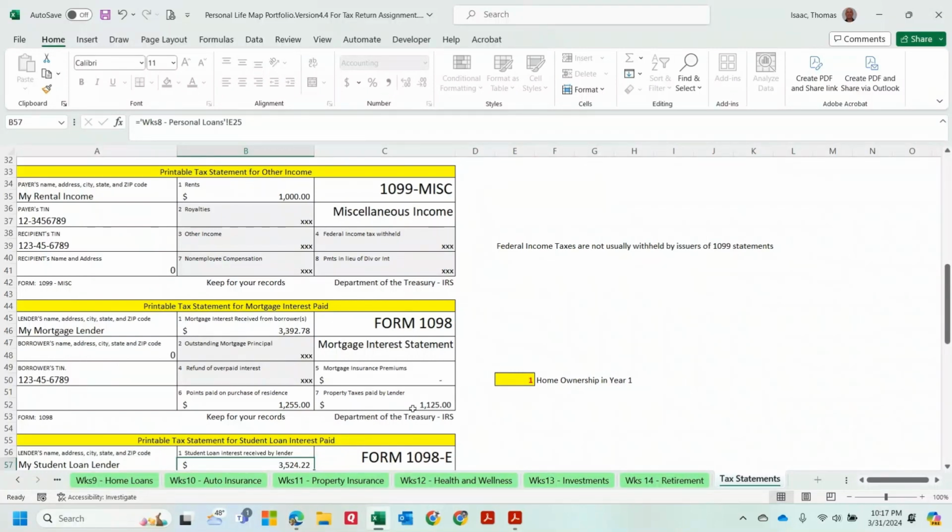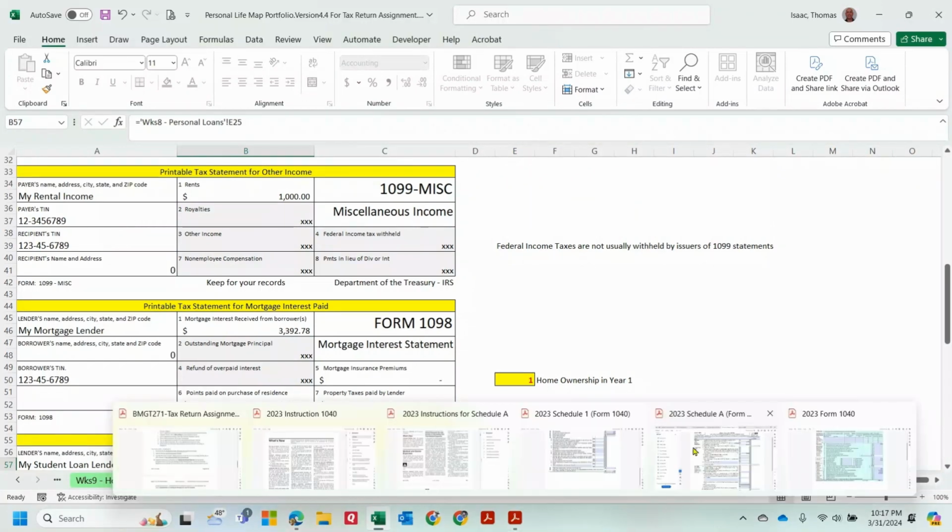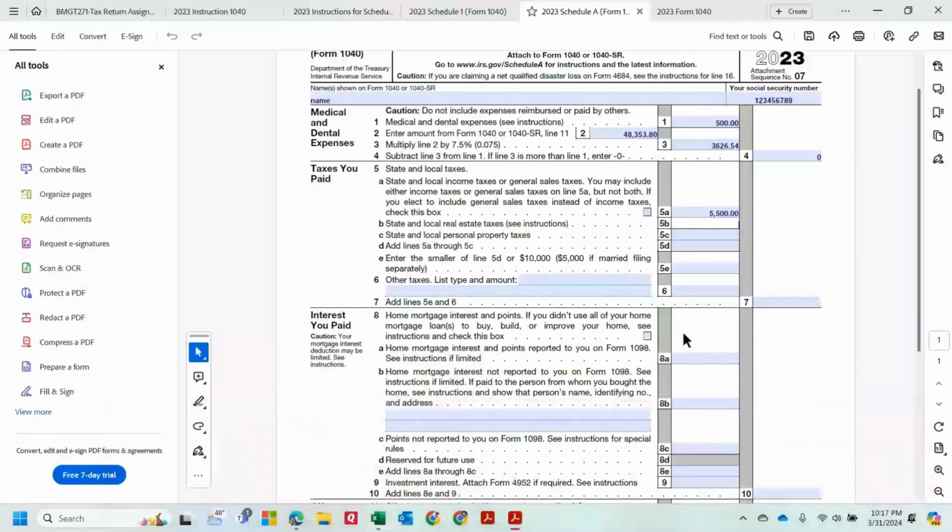So that would be how much was paid by the lender on my behalf for my property taxes. So my property taxes are going to be $1,125. And I can take those and I'm going to put them into my form Schedule A. So I'm going to come down here, real estate taxes, 1125.00. And then there's this part down here, state and local personal property taxes.